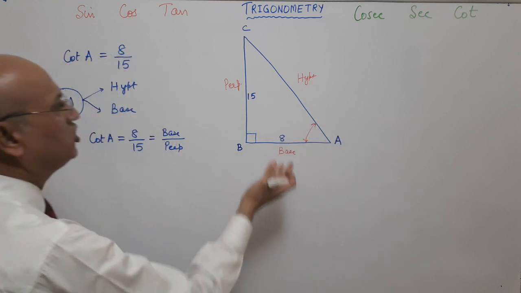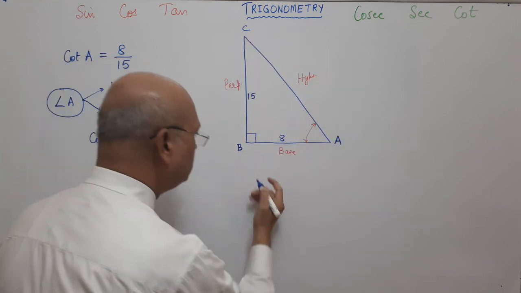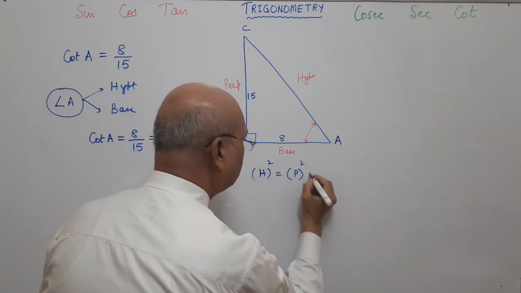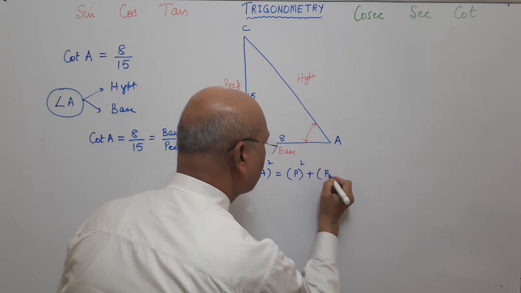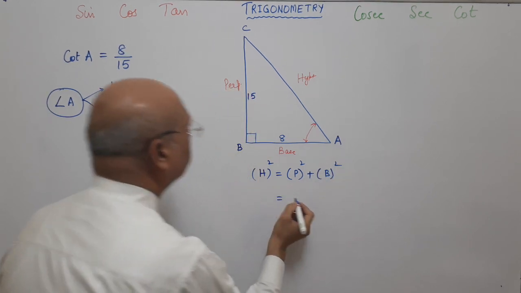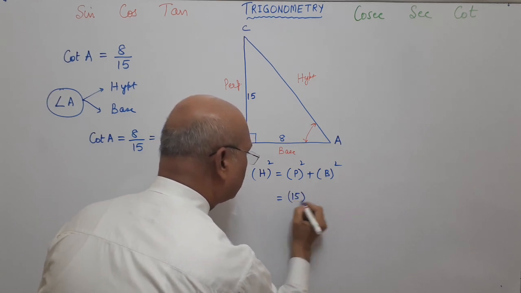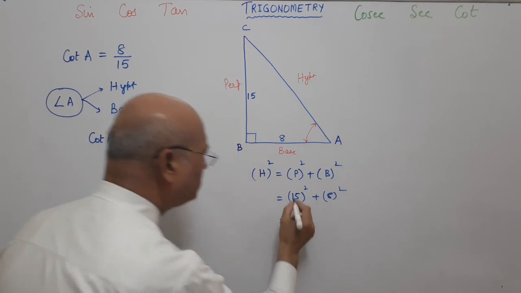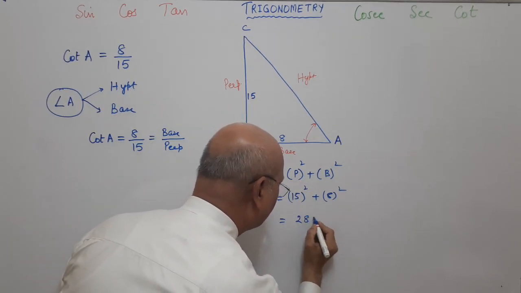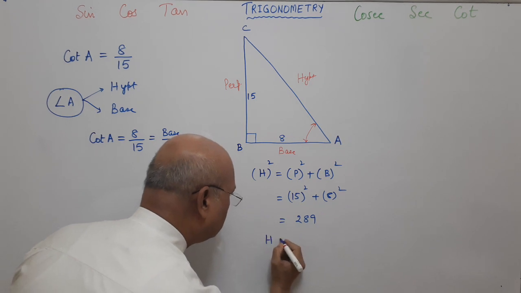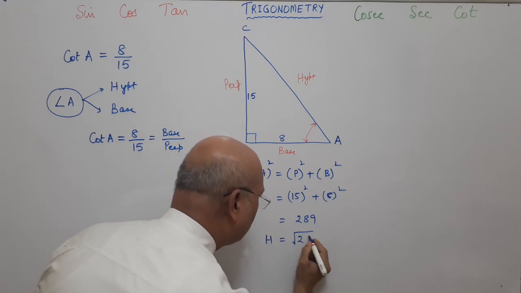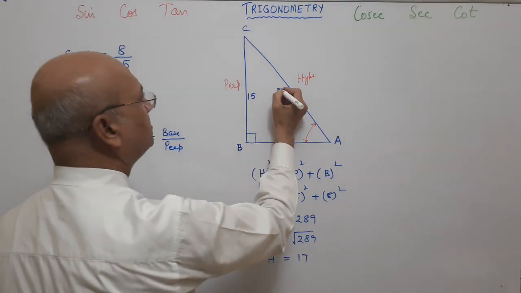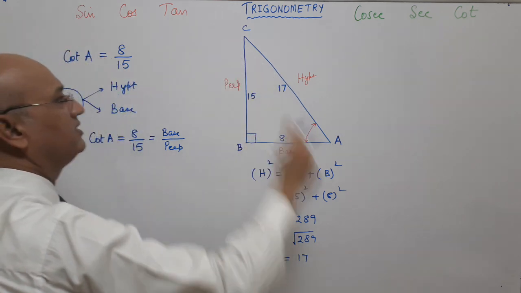We can use Pythagoras theorem to find the value of the third side, that is hypotenuse. So we are applying Pythagoras theorem. Hypotenuse square is perpendicular square plus base square. Perpendicular is 15, 15 square, and base is 8, so 8 square. If you square and add these two numbers, it is coming 289. So hypotenuse will be equal to square root of 289. So hypotenuse is coming 17. So you can write the measurement of hypotenuse as 17.